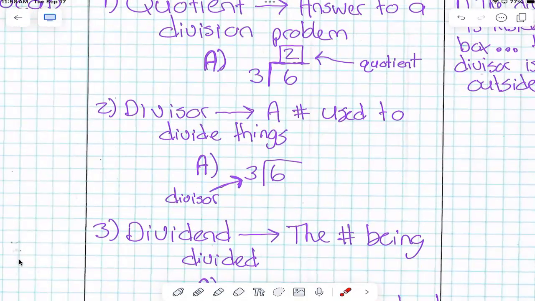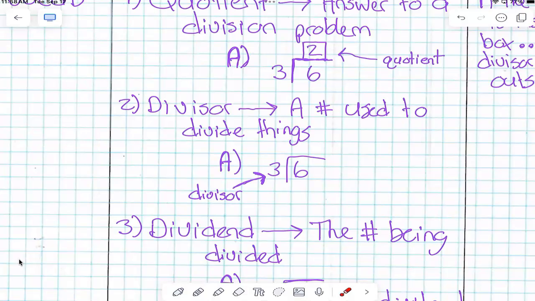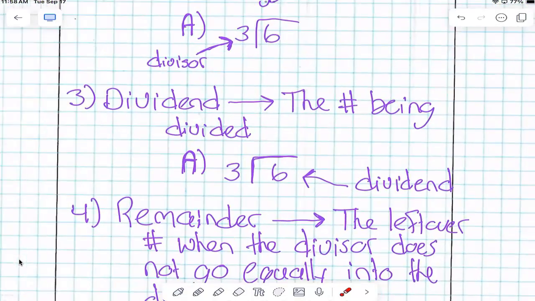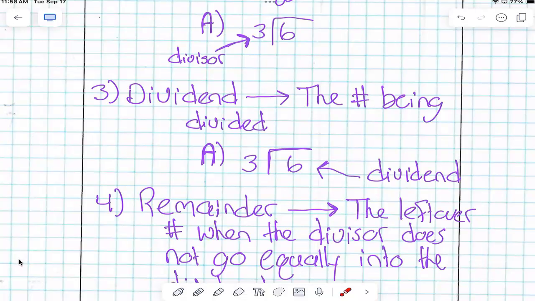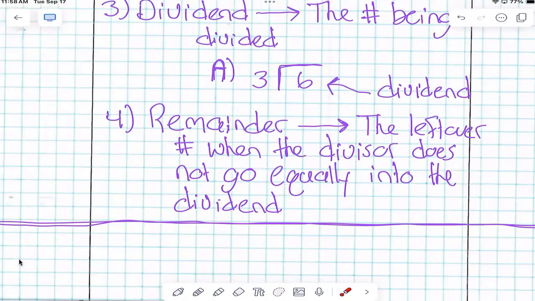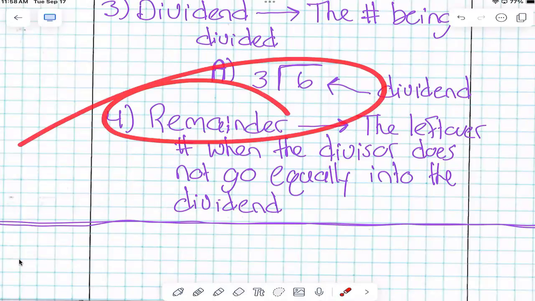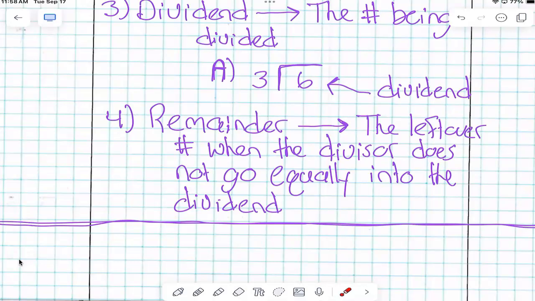A divisor is the number that we're using to divide things, right? This is a division box, yes or no? The divisor always goes on the inside or the outside of the division box? Outside. So there's our divisor. The dividend is the number that is being divided, yes? Where does the dividend go? Inside the box. And if we have a leftover number after we're done with all of our dividing, we call that leftover number a what? A remainder.